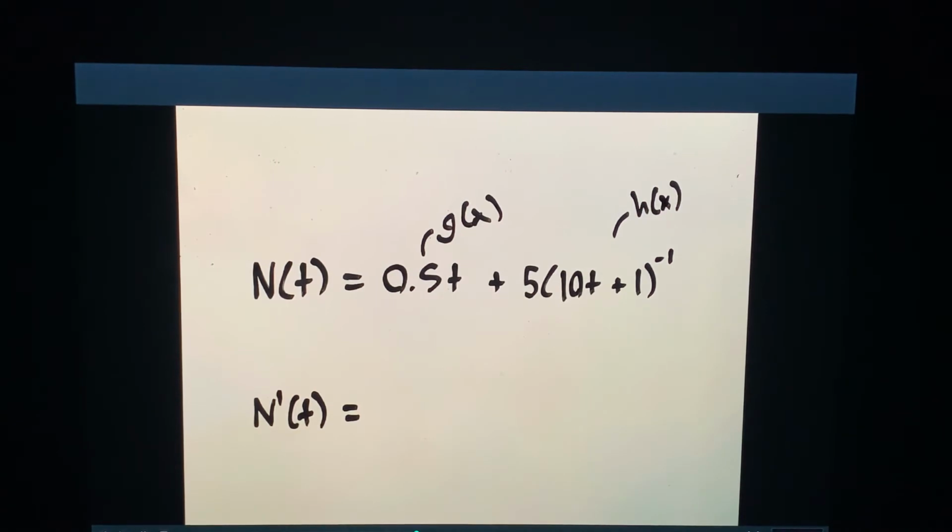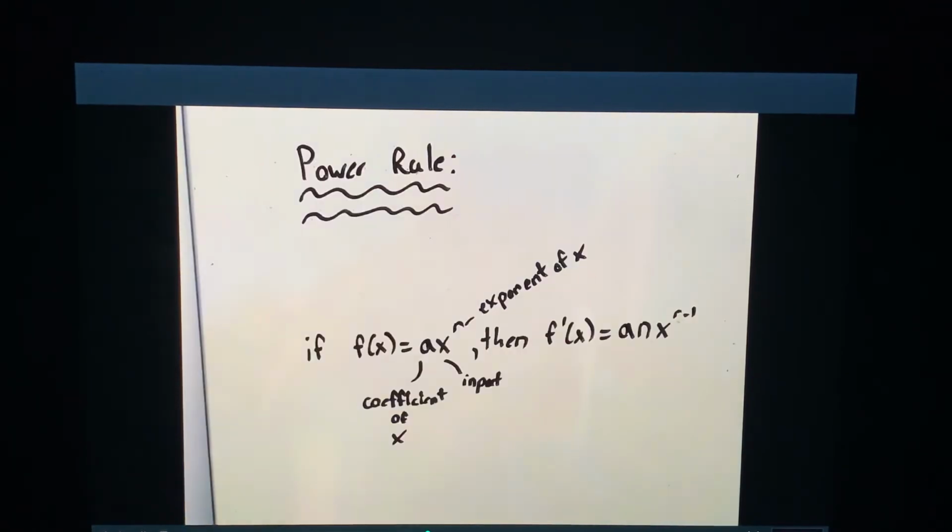To take the derivative, we will now call the function n'(t), so we know that it is the derivative of n(t). The next step will be to take the derivative of g(x) by using the power rule. The power rule is a rule in calculus that is used to differentiate functions in the form f(x) = a x^r, where a is a coefficient, x is the input of the function, and r is the exponent of x. The rule states that the derivative of f(x) = a x^r is f'(x) = a r x^(r-1).